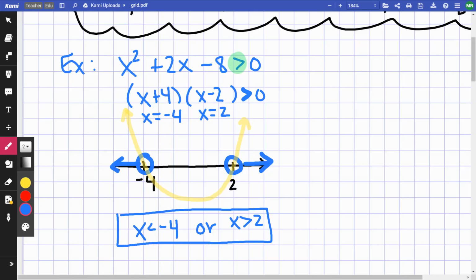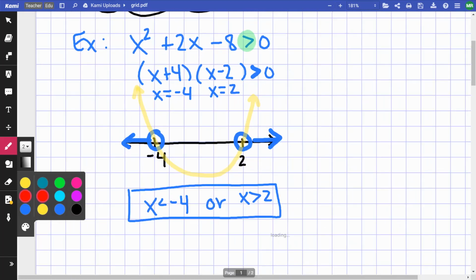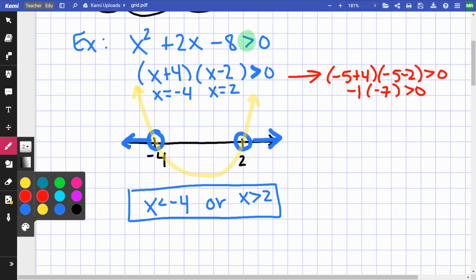So I could, like I said, take a value in front of -4. Let's say I put in a -5. I'm just going to do this temporarily, I'm going to erase it. I could go, -5 plus 4, -5 minus 2, greater than 0. Well, that's a -1 times a -7, which is 7. Is 7 greater than 0? Yes, it is.